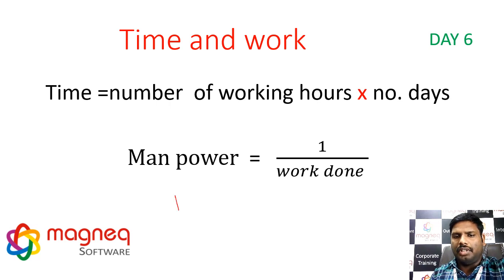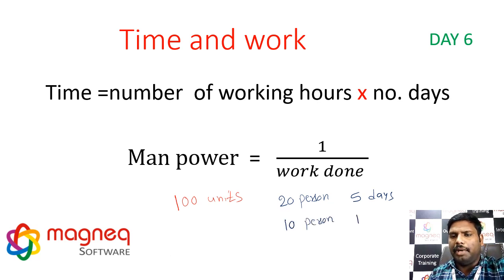For example, there are 100 units of work. If 20 persons work together, they can complete it in 5 days. If 10 persons work together, they can complete it in 10 days. When persons increase, the number of days decreases. When persons decrease, the number of days increases. So manpower and work done are always inversely proportional.